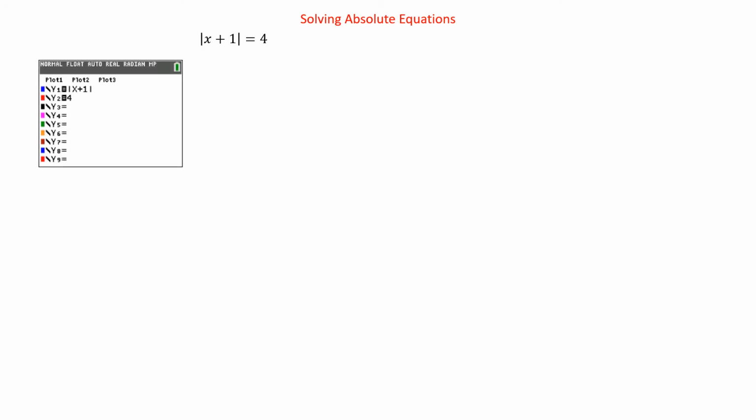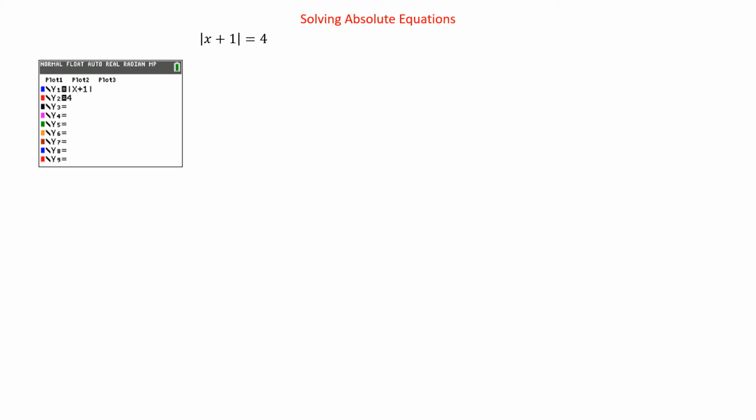And this is where we could type in each side separately. Yes, we could have subtracted the 4 and had the absolute value of x plus 1 minus 4 equals 0 and plugged it in, looking for when it equals 0. Or we could do it this way.